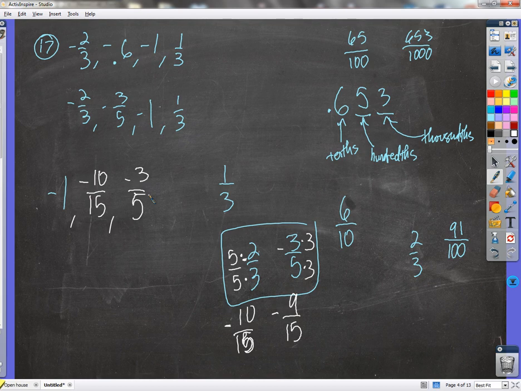We should do it that way. We should turn decimals into fractions and then decide about the fractions with common denominators, which is, I wrote, negative 10/15. Decide which is further from zero. It should be negative 2/3. Okay. And then 1/3 is the largest, way out here on the positive side.